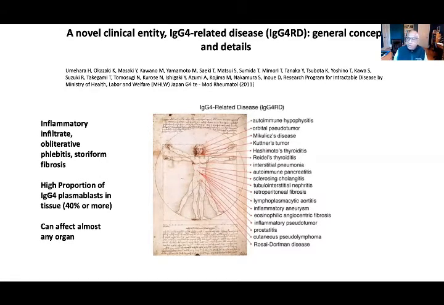For diagnosis, typically you have to say a very high proportion of the plasma cells in the tissue are plasmablasts. But the majority of the cells are actually T cells. You have T cells and plasmablasts, activated B cells of various sorts that we have looked at, all in the tissue. And it can affect almost any organ.